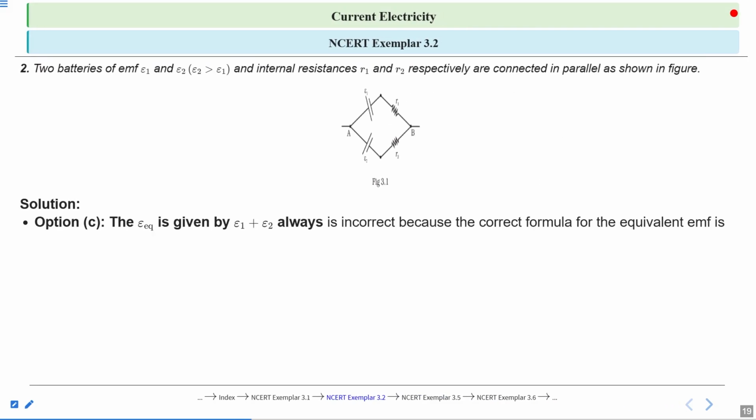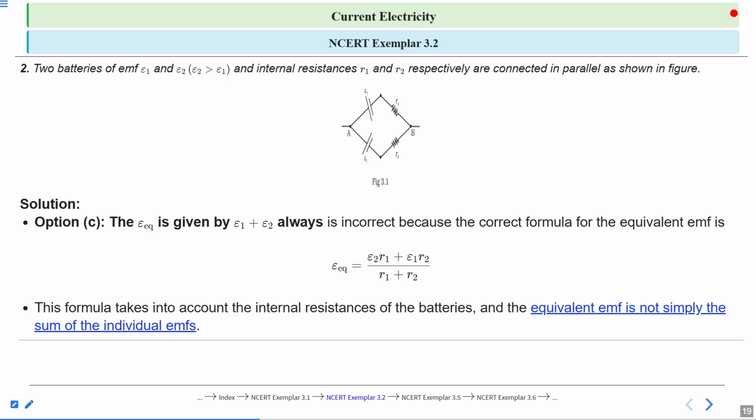Now option C. Option C was that the equivalent EMF is given by epsilon 1 plus epsilon 2 always. This is incorrect, because the correct formula for equivalent EMF for the parallel combination is this. This formula takes into account the internal resistance of the batteries, and the equivalent EMF is not simply the sum of individual EMFs.